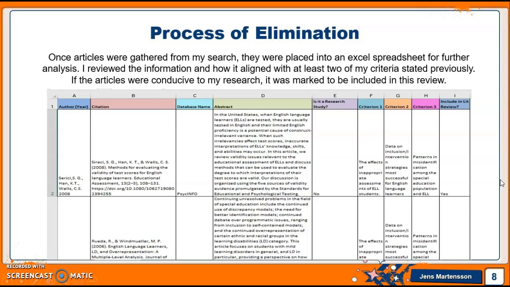The process of elimination is when the articles were placed into an Excel spreadsheet where I could compare the information and decide if it met the criteria, or at least one or two of my criteria, and was conducive to my research so that I could include it in my literature review.